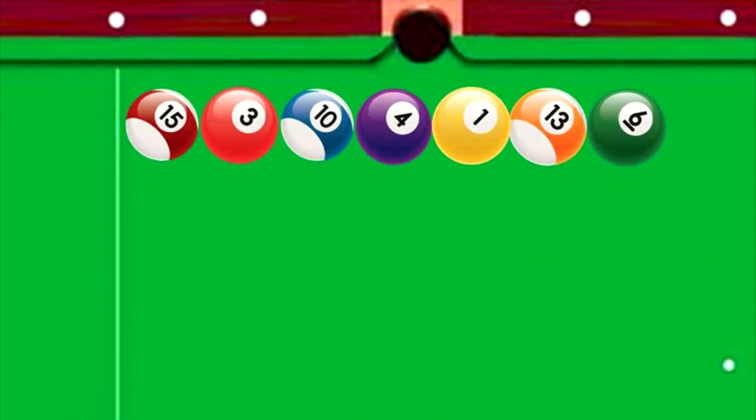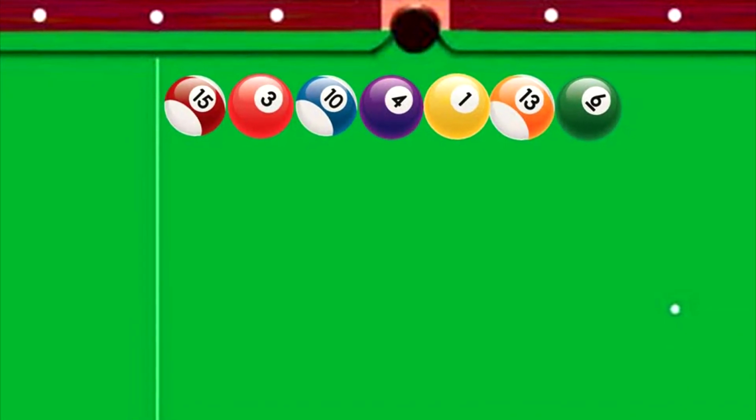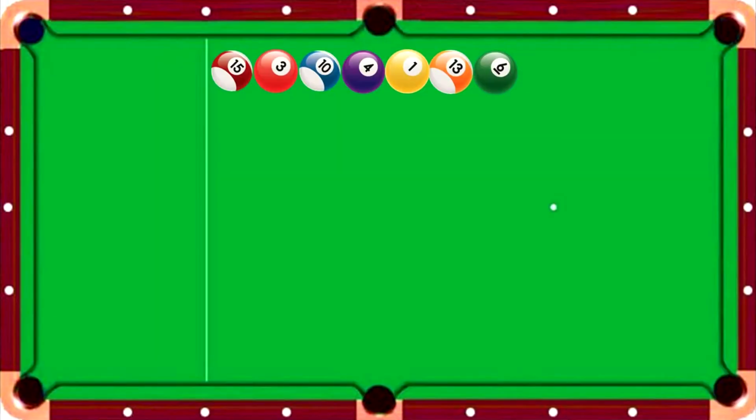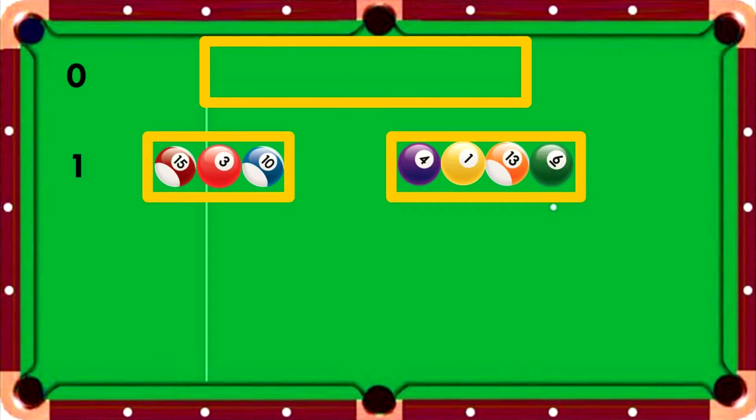Let's say we have 7 billiard balls in a random order and we need to sort them in ascending order. What do we do first? Well, we have to find the midpoint to divide the group into half. The midpoint is around the third point, therefore we will place 3 balls on the left in a separate container and the 4 balls on the right in a separate container.